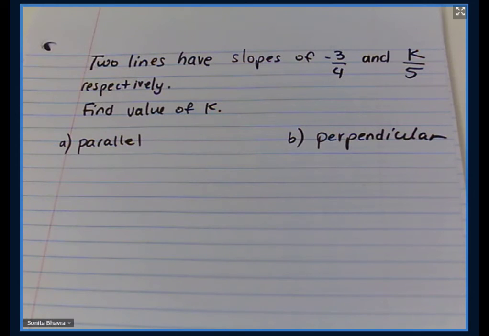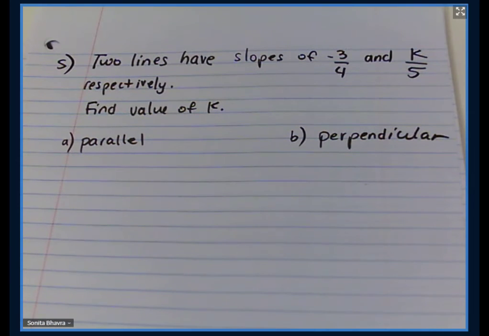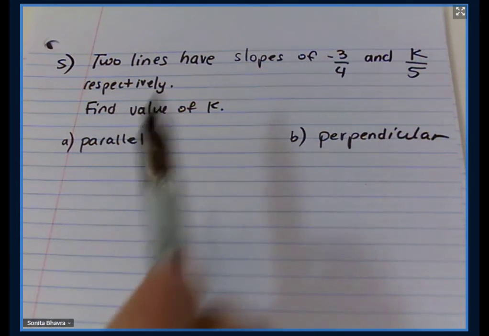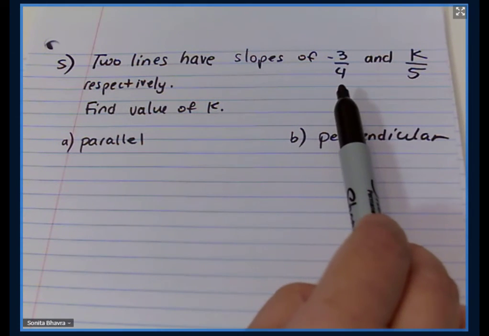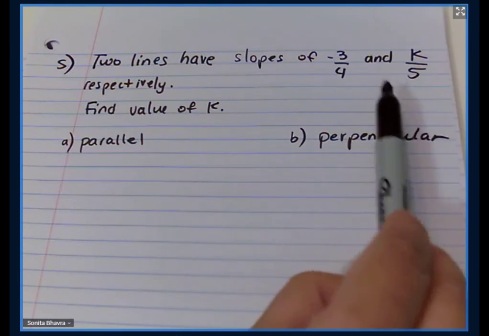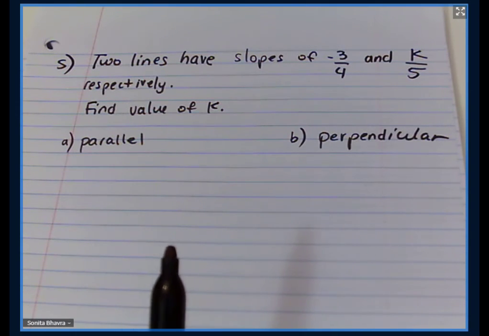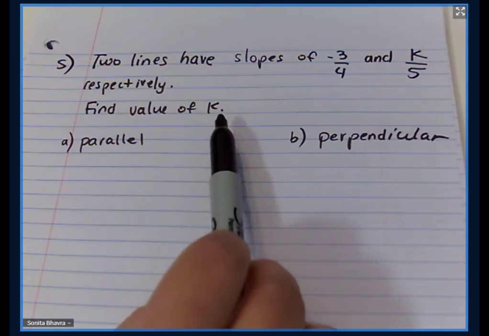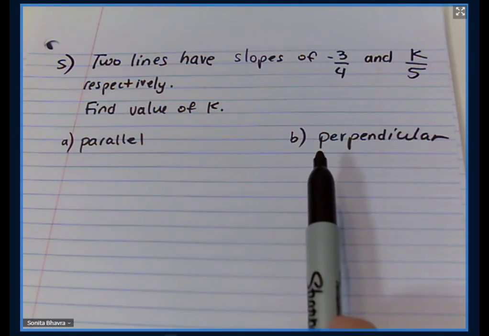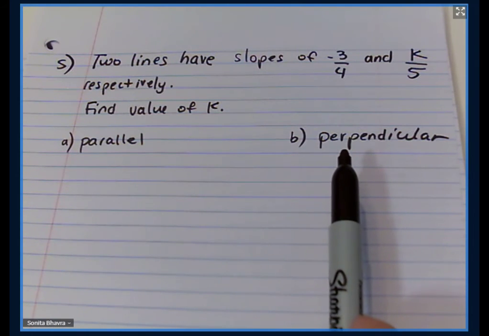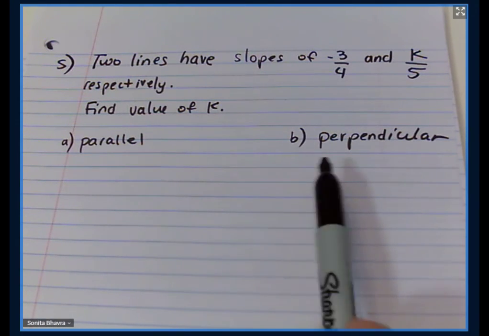Okay, so our last example for this lesson on parallel and perpendicular lines, we are looking at two lines. This is number 5. We have two lines that have slopes of -3/4 and k/5. So meaning the first line has a slope of -3/4 and the second line has a slope of k/5. And we have to figure out what is the value of k. So firstly, what would the value of k be if the lines are parallel? And what would the value of k be if it's perpendicular?